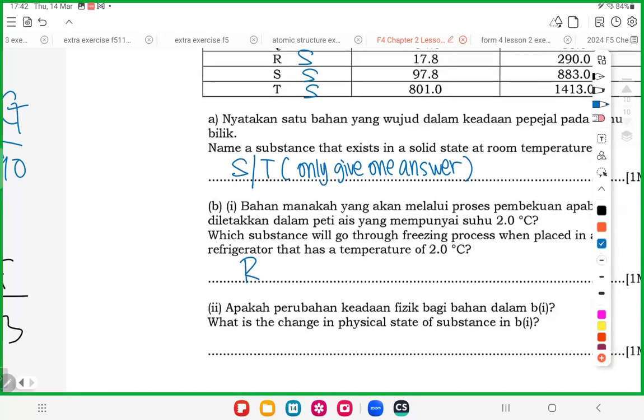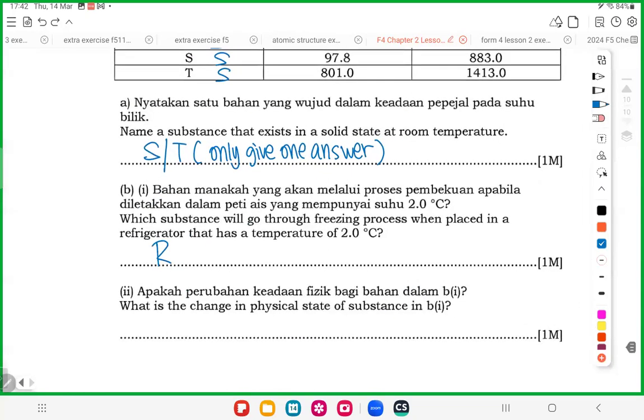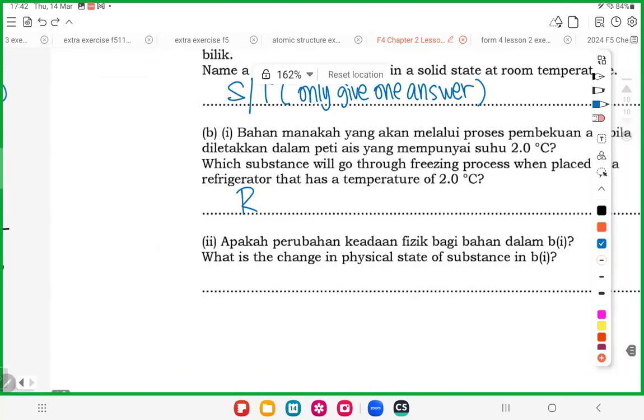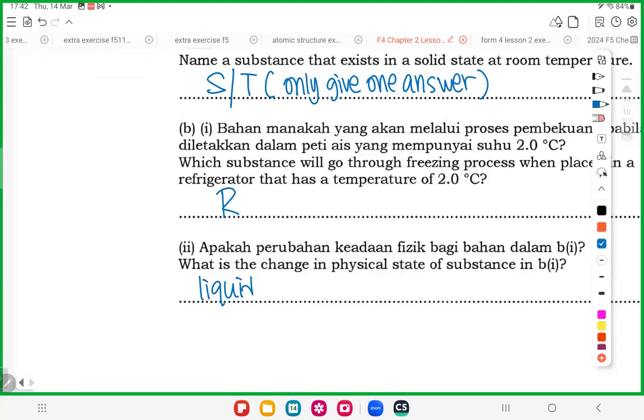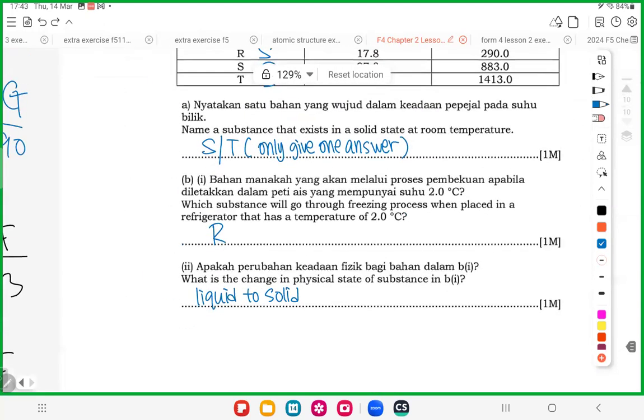So what is the change in the physical state in B1? B1, freezing. Freezing converts liquid to solid, isn't it? What is the change in physical state? State means solid, liquid, and gas. So freezing converts the liquid all the way to the solid. That's how this question works.